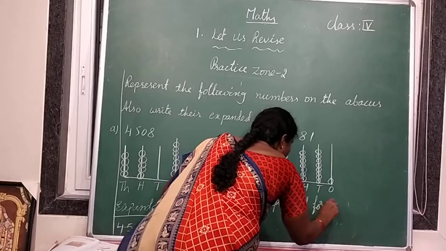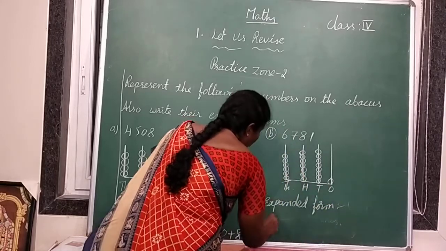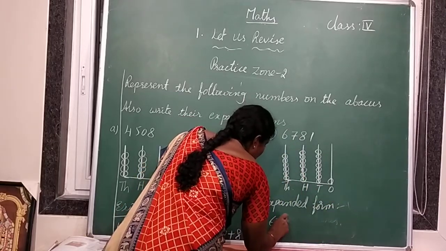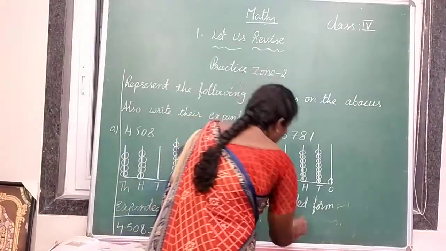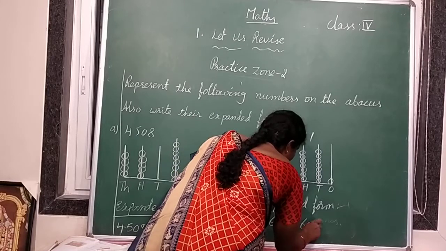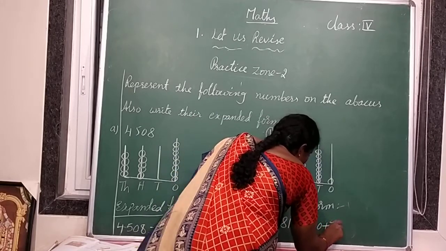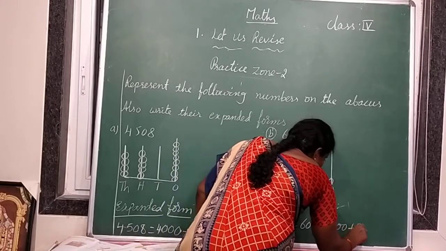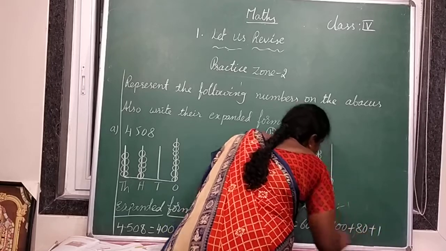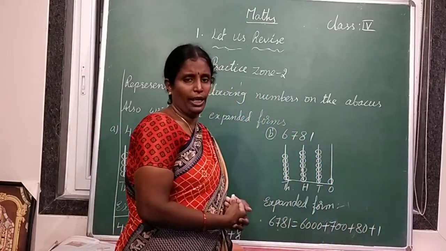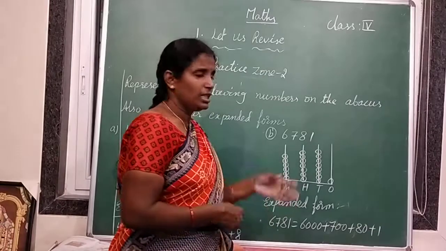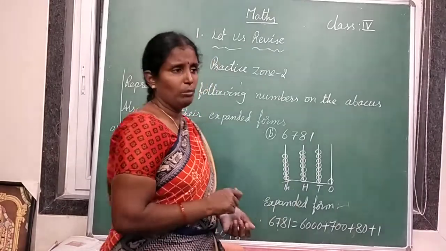Now we have to write the expanded form. To write the expanded form, first write the number 6781. So this is nothing but 6000 plus 700 plus 80 plus 1. This is the expanded form. Okay. So are you finished these two? Will you do one more sum?